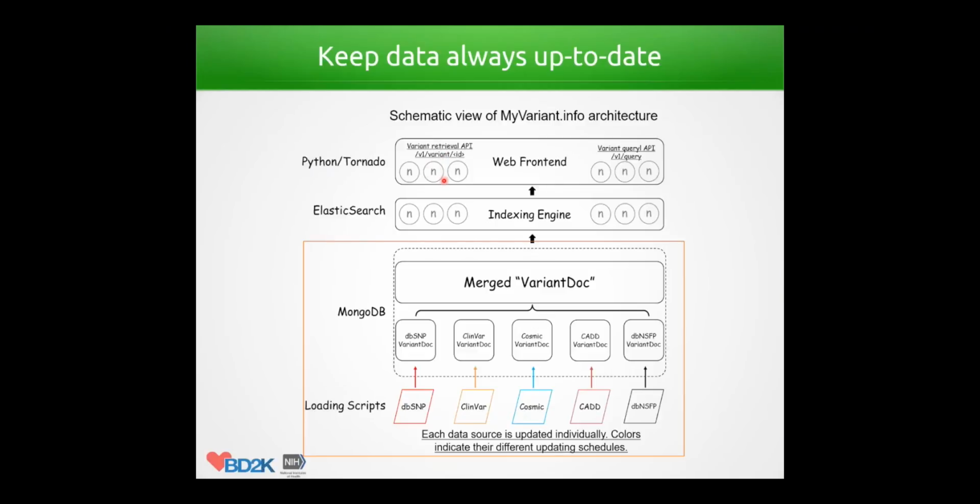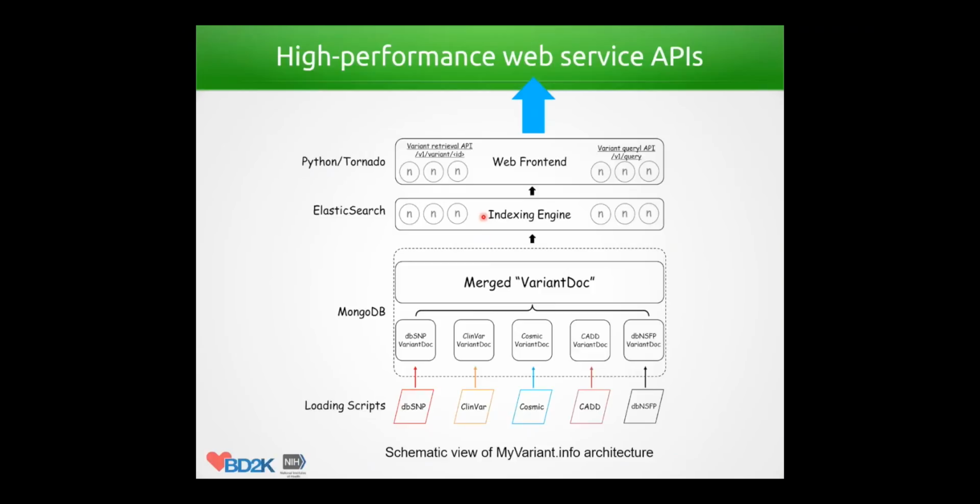You can see all the N here indicate multiple nodes, so that we can achieve scalability to meet the increased demand for web API requests. So that's how we build all the backend of the MyGene and MyVariant web services. For the end user, this architecture basically provides a high-performance web service API. This is what a user will use.